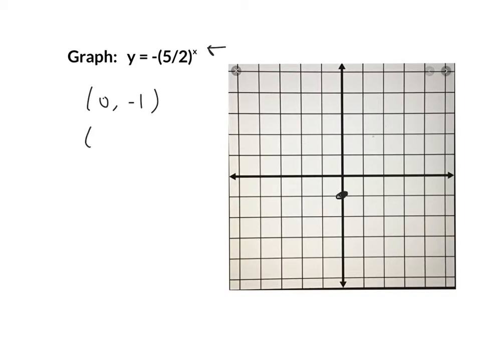If I plug in 1, 5/2 to the first power is 5/2, but it's going to be -5/2 because there's a negative in the front. So (1, -2.5) is way down here. Connect the dots, just like that. And there it goes, the reflection. Now, this time the domain is still all reals because it's still going left and right forever. But now the range would be from negative infinity up to 0, or you could say y is less than 0, because the whole graph is below the x-axis.